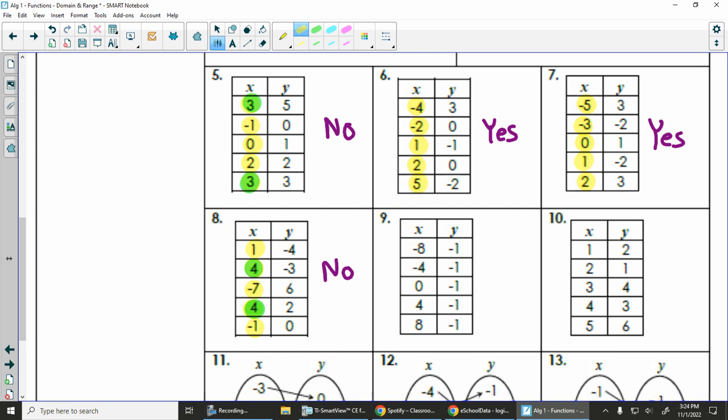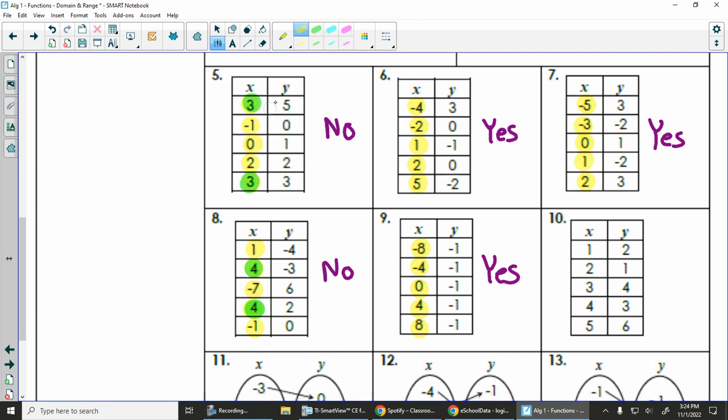Now, for number 9, here's all my x's. And taking a look here, just be careful, -8 and +8 are not the same thing. 4 and -4 are not the same thing. So we're in the clear here. All of these x's are different, so yes, this is a function.